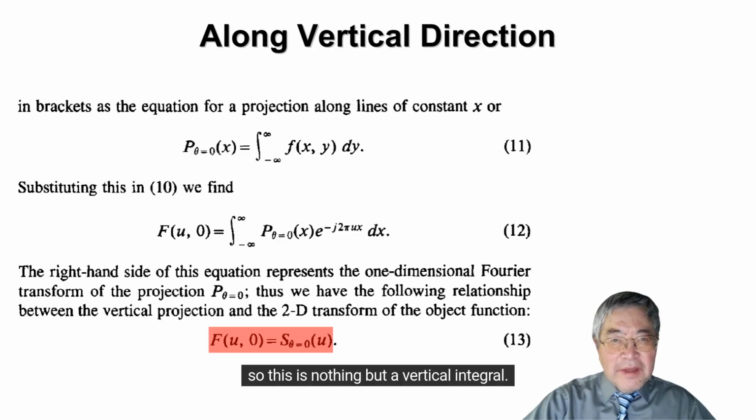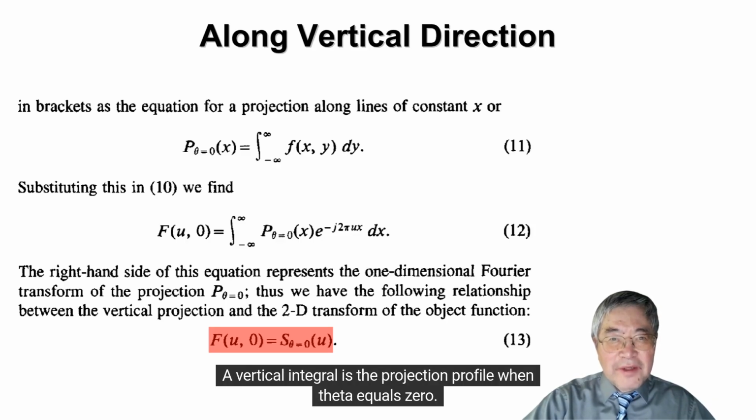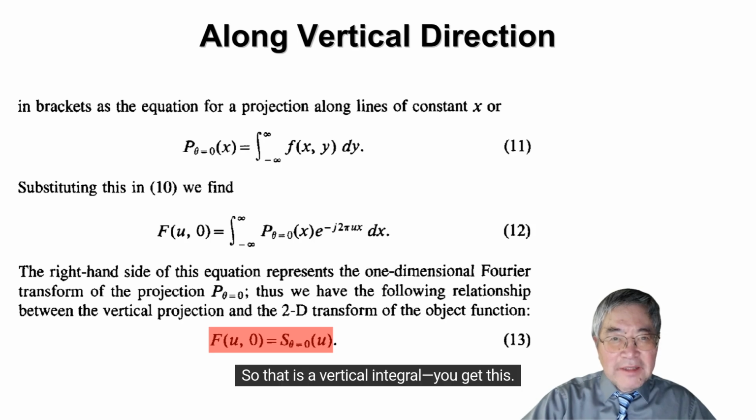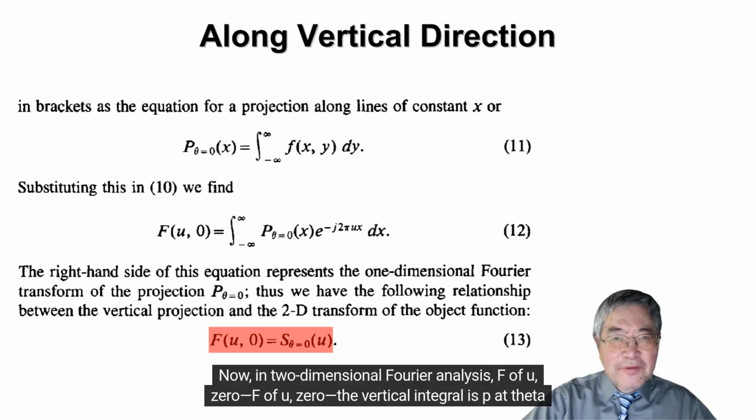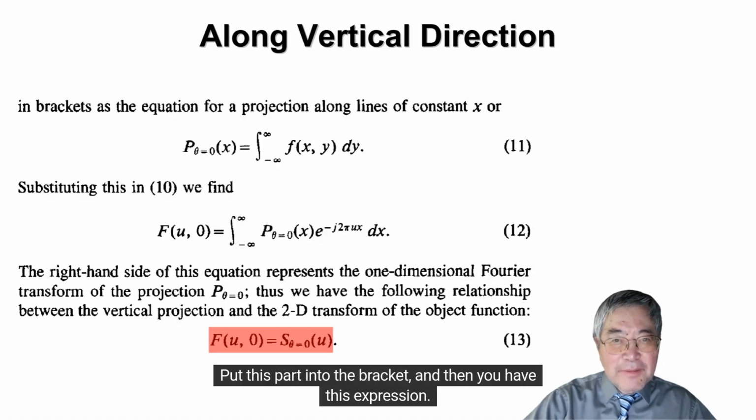So this is nothing but a vertical integral. A vertical integral is the projection profile when theta equals 0. So that is a vertical integral. You get this. Now in two-dimensional Fourier analysis, f of u0, the vertical integral is p at theta equals 0 of x. Put this part into the bracket, and then you have this expression.